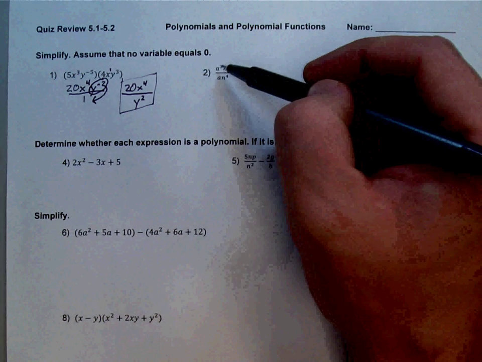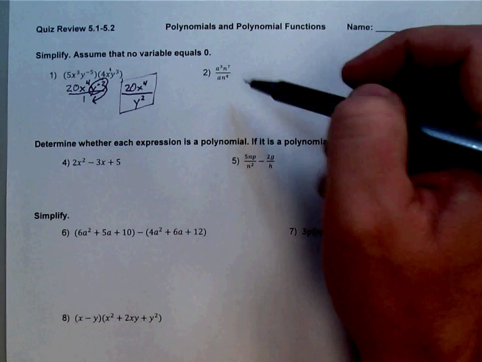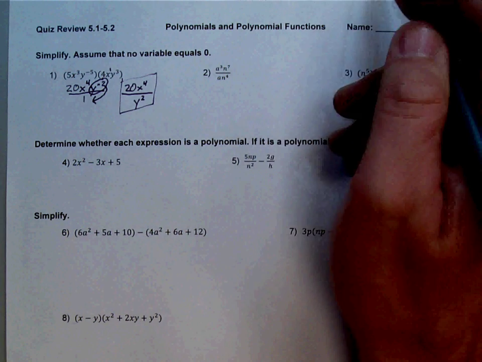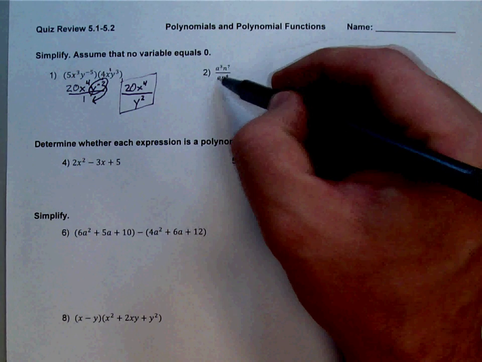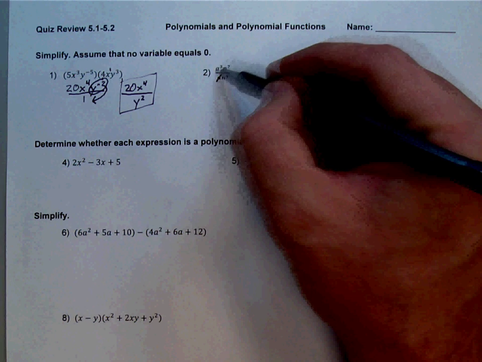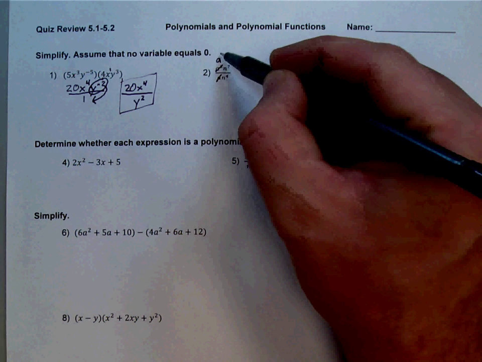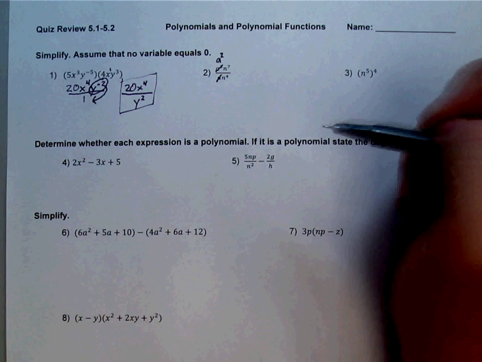Number 2, we have a to the third in the top and an a in the bottom. We can cancel an a because they both have at least an a. So take away the only a from the denominator, take away one of the a's from the top, so there's still a squared up there.